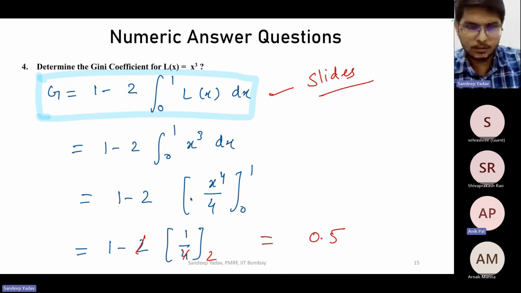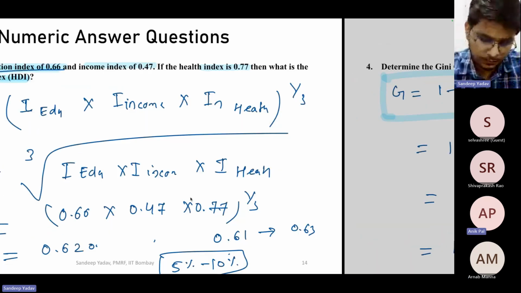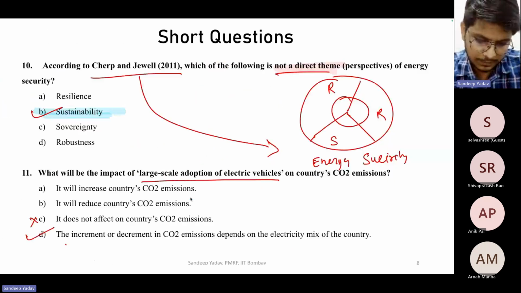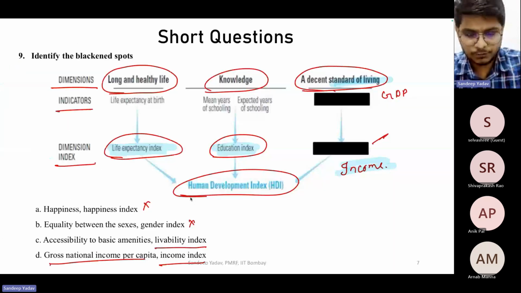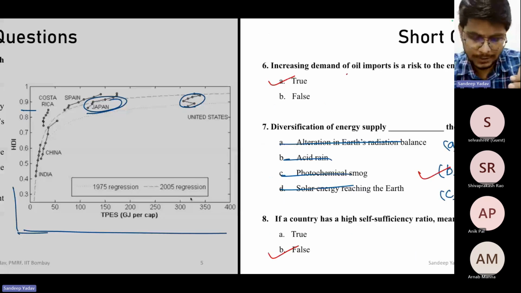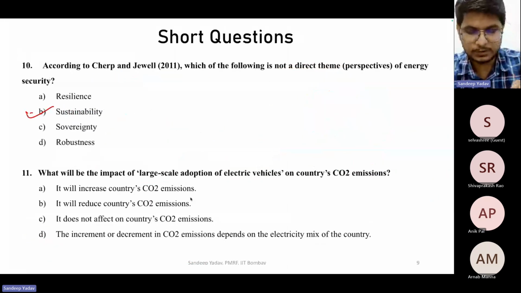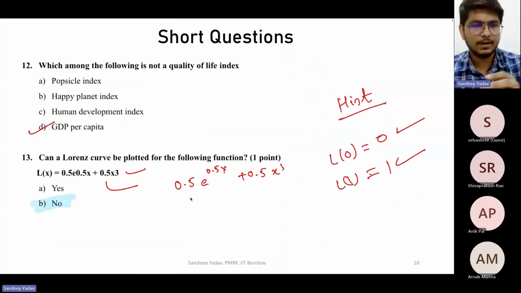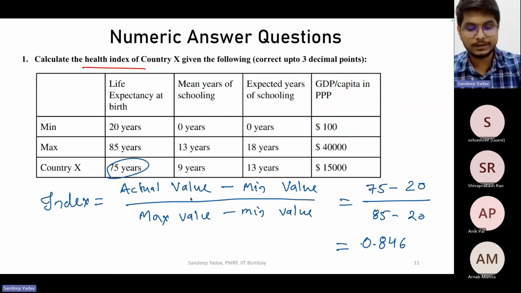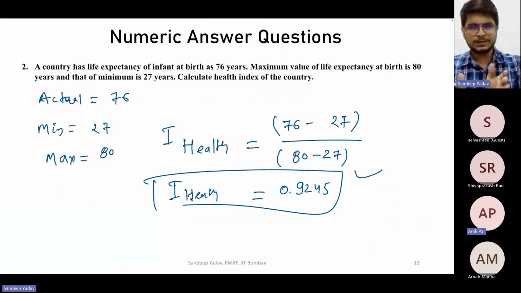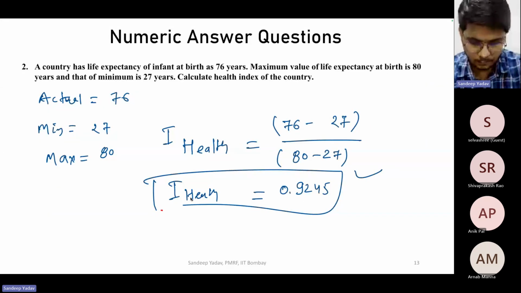Now, coming from the beginning, the theory part of it: how to calculate the human development index, how to calculate the health index and different kinds of indexes, how to draw the Lorenz curve, how to calculate the Gini coefficient. So I think these are the doubts you have about the topics.